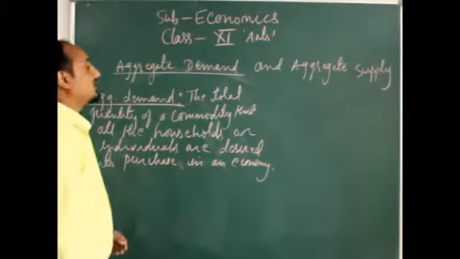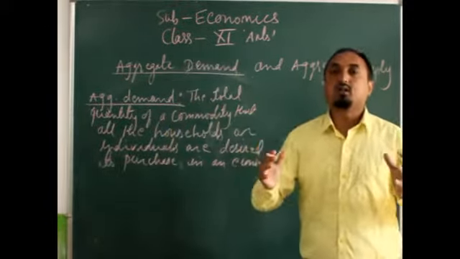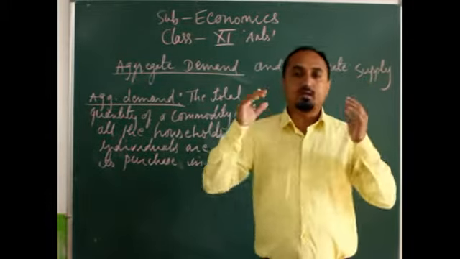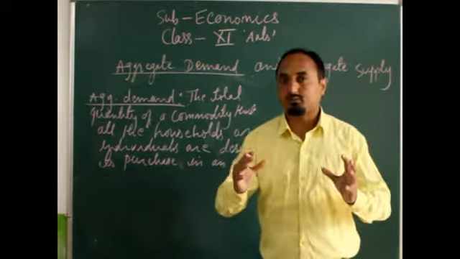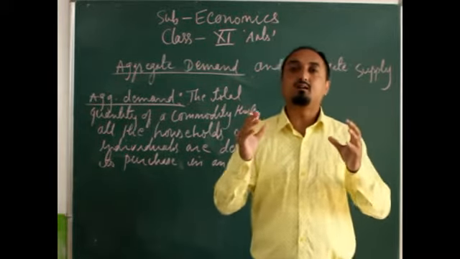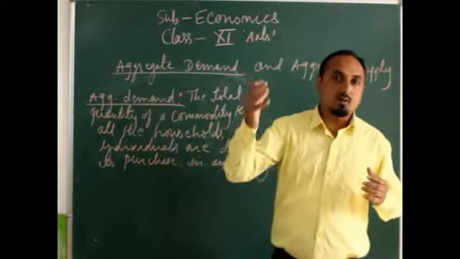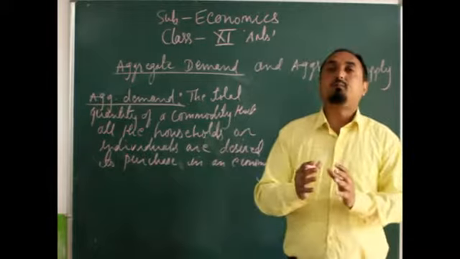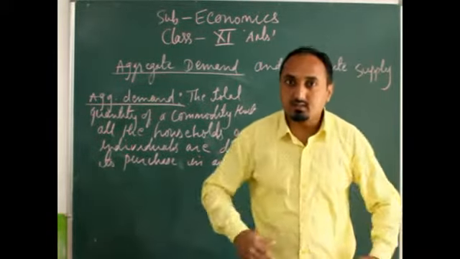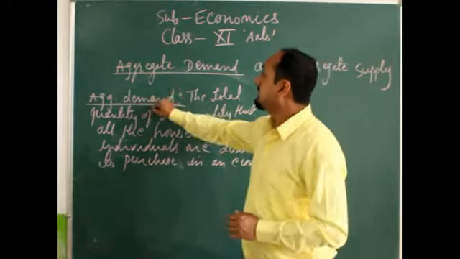Aggregate demand means the total quantity of a commodity or goods that all the households or individuals are willing to purchase in an economy. So that concept is called what? Aggregate demand. That means the quantity demanded by me, by you, by others, the quantity demanded by all the individuals in an economy are included there. So that concept is called aggregate demand.